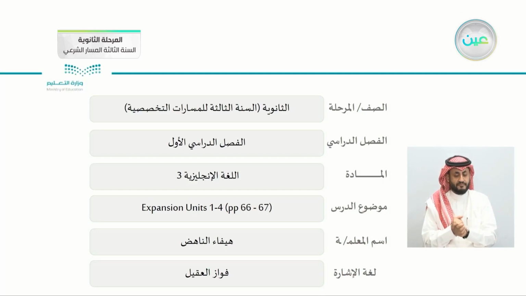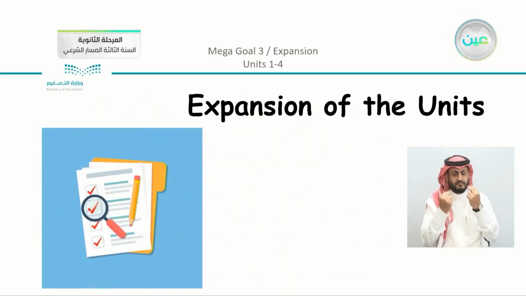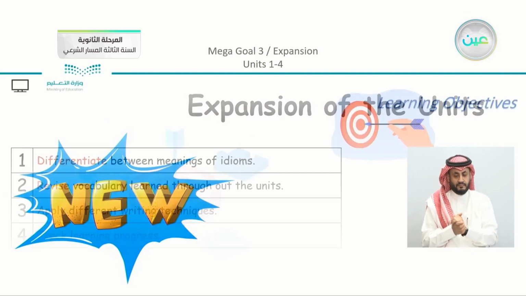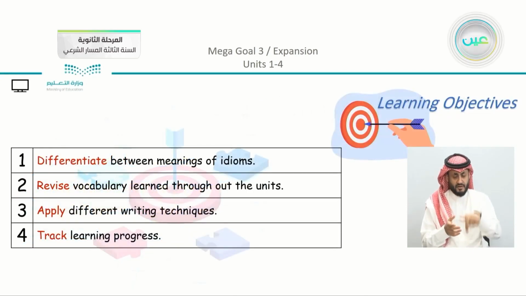So let's just see what we have here on pages 66 and 67. We are completing the idea of expansion of the units. So we're going to see here what do we have new. Now we are going to move on with something new here. We have the objectives. First of all, number 1, to differentiate between meanings of idioms.